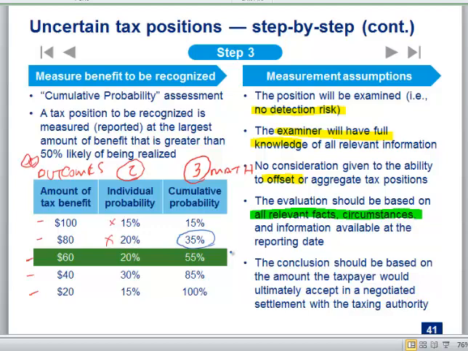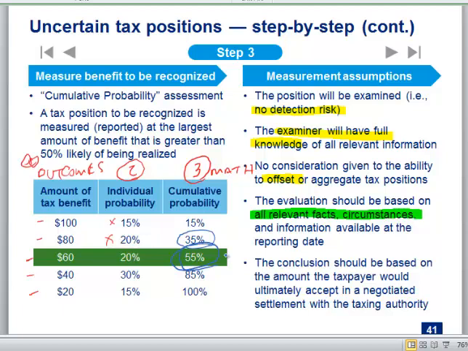So if you say there's a 20% chance of getting 60, then that means there's a 55% cumulative chance of you winning 60, because you might win 100, you might win 80, and you might win 60. And if you combine those individual probabilities, there's a 55% chance you'll get 60 or more.